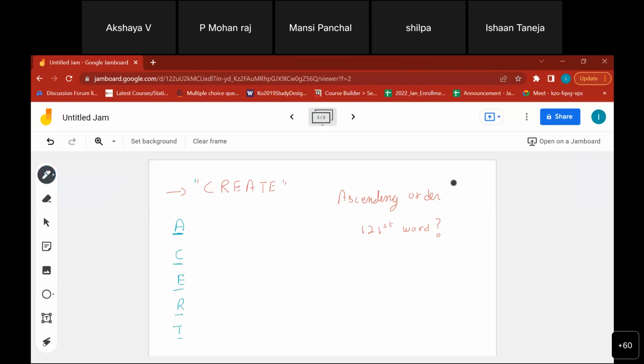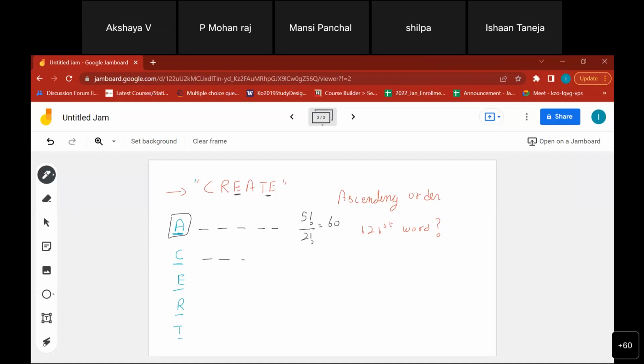So see, in dictionary order, if I place all the words, the ones which come in the beginning will start from A only, right? So fixing A at the first position, how many words can I make which start from A? 5 factorial by 2 factorial. Don't forget that you have E repeated twice in that case. So 60 words we can make which start from A, right?